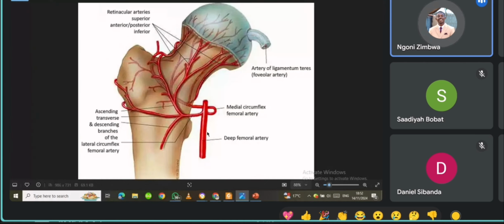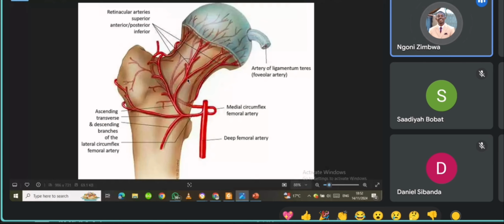All right. So that was your trochanteric anastomosis. It is formed by four arteries. One, the ascending branch of the medial circumflex femoral artery. Two, the ascending branch of the lateral circumflex femoral artery. Three, the descending branch of the inferior gluteal artery. Four, the inferior branch of the superior gluteal artery. That's your trochanteric anastomosis.